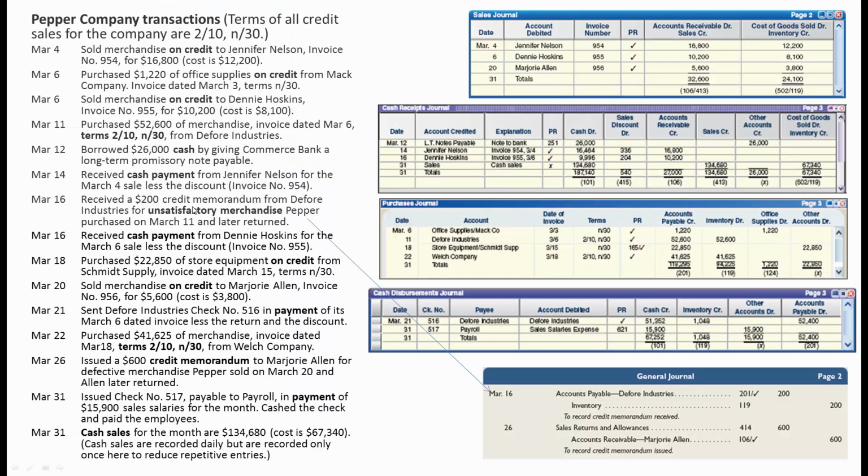Next, we're going to receive a credit memorandum from DeFore Industries for merchandise that we purchased but then later returned. So since it's not a credit transaction or a cash transaction, it will be recorded in the general journal. So there would be accounts payable. We're going to reduce the amount that we owe them by $200, and we're also going to record the fact that inventory has returned to us in the amount of $200.